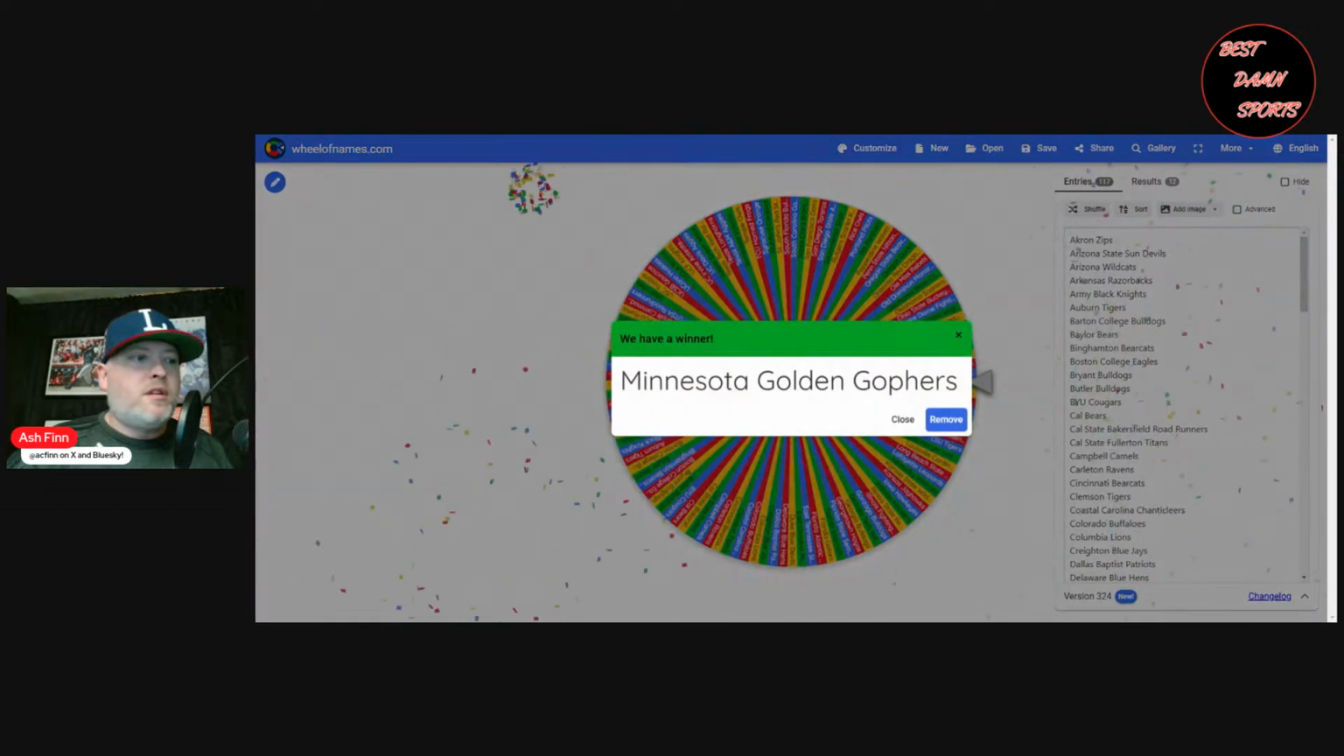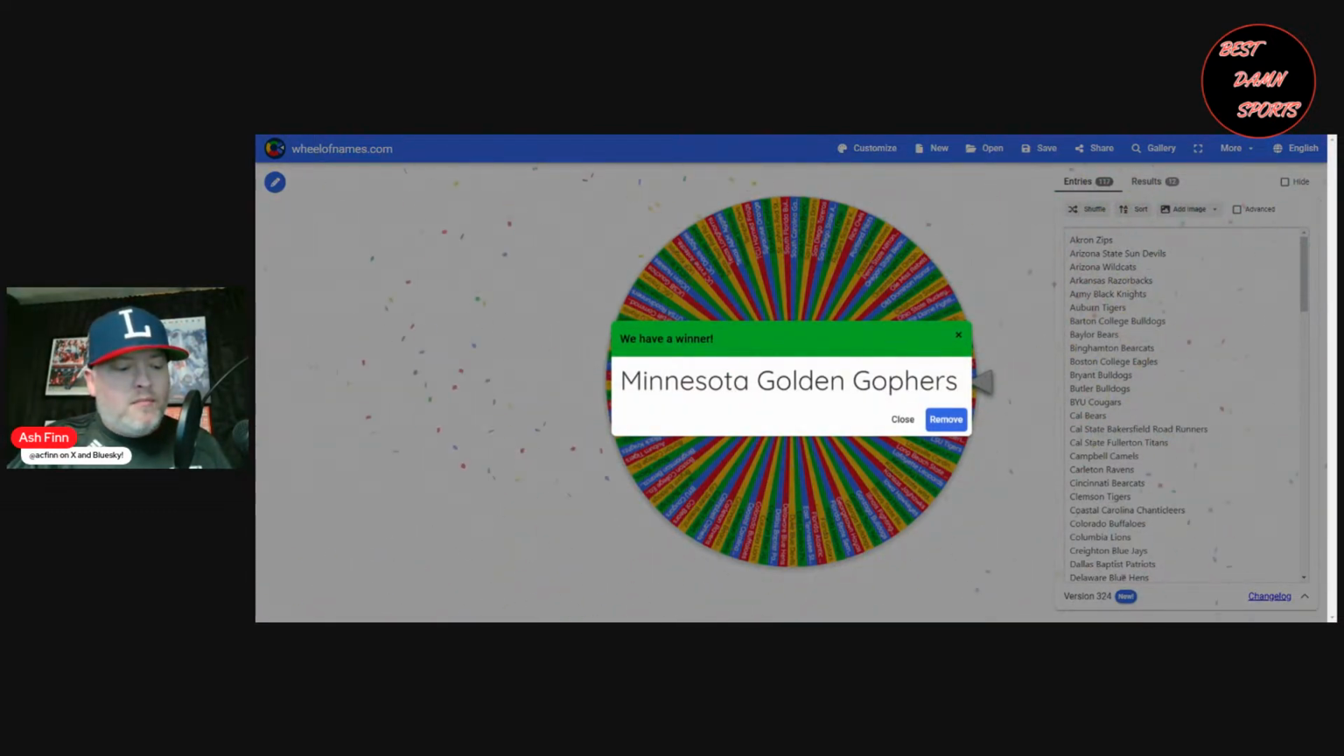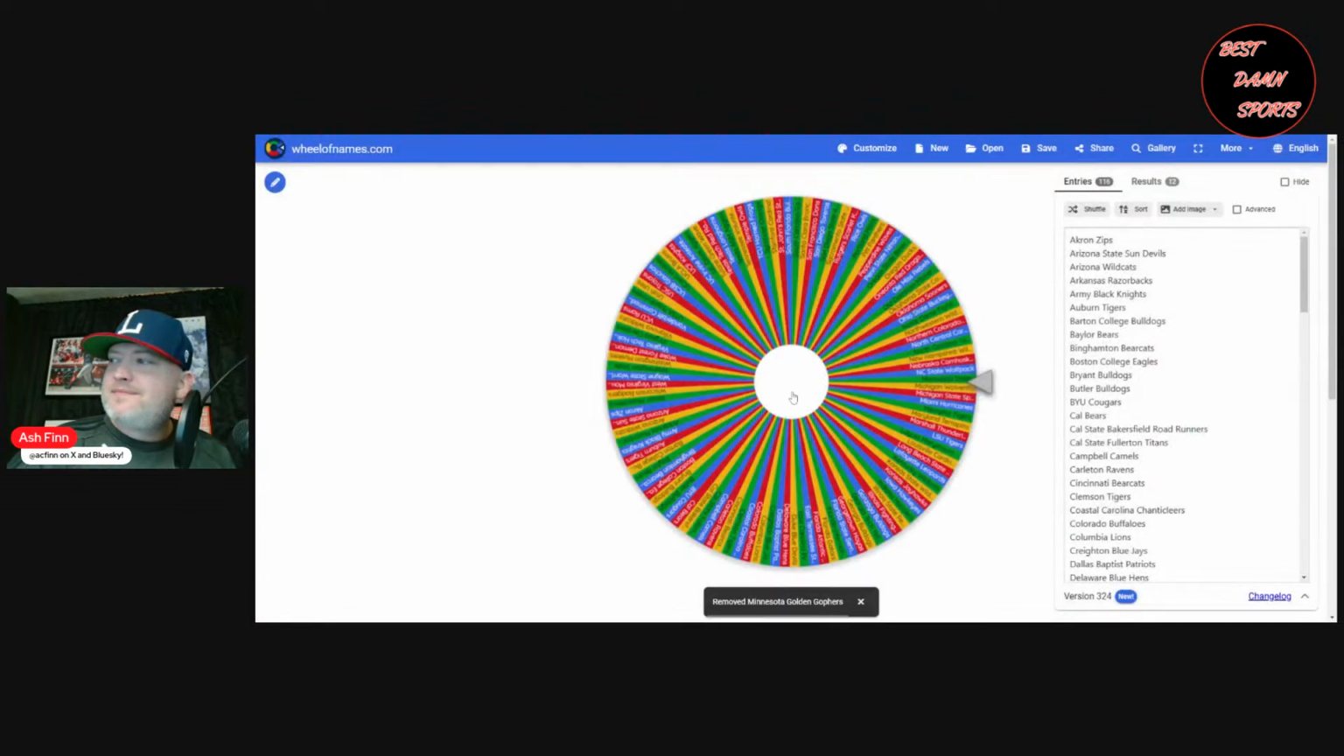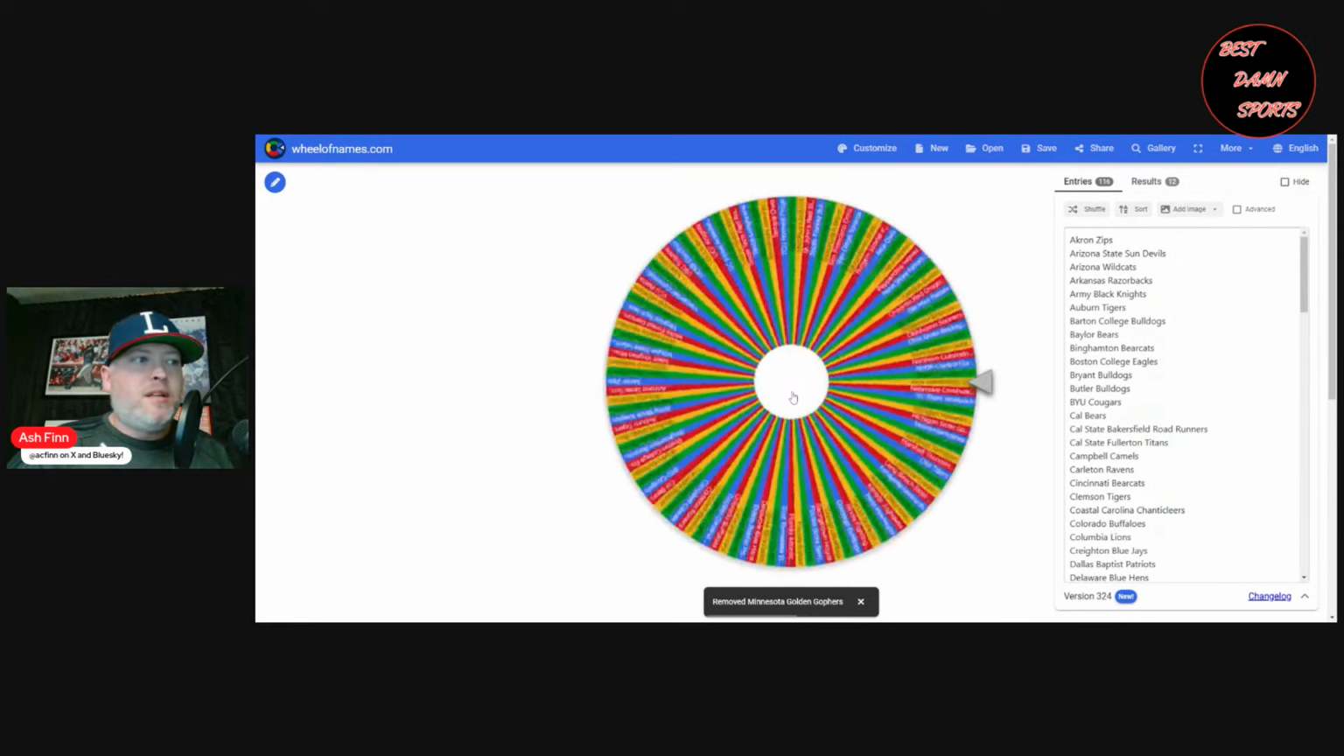And the Minnesota Golden Gophers. The Big Ten has another one off the board. Minnesota will draft 15th in the Big Ten tournament. Or excuse me, I keep saying tournament. The draft. Remove them off and let's spin it again.